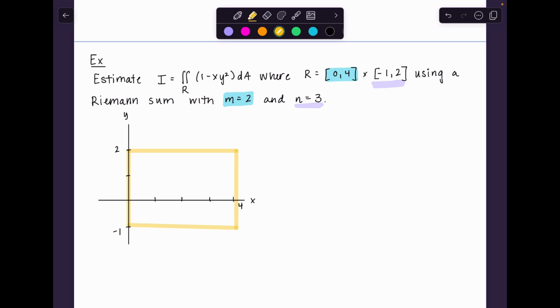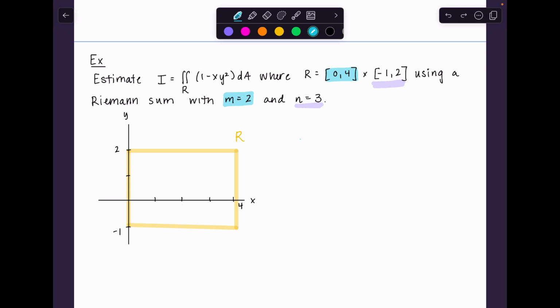So this is the region I'm finding the volume under. So I need to see how big my subintervals are. You can use your graph. You've got to split the x direction into 2 equal pieces. So each box is going to have a width of 2.